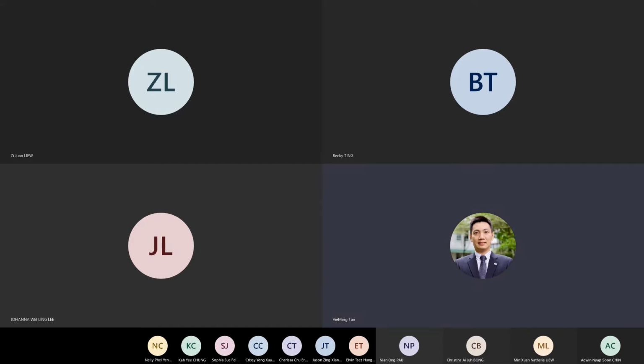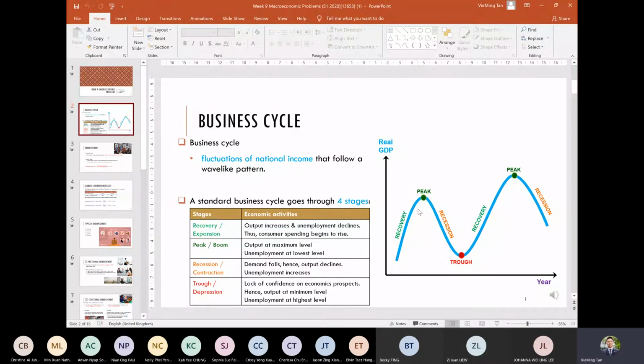Okay, so in general, a nation or a country will face four stages of business cycle, namely the recovery stage, peak stage, followed by recession stage and trough stage. So the four stages of the business cycle involve about 10 to 12 years. So far okay, for the first macroeconomic problem.